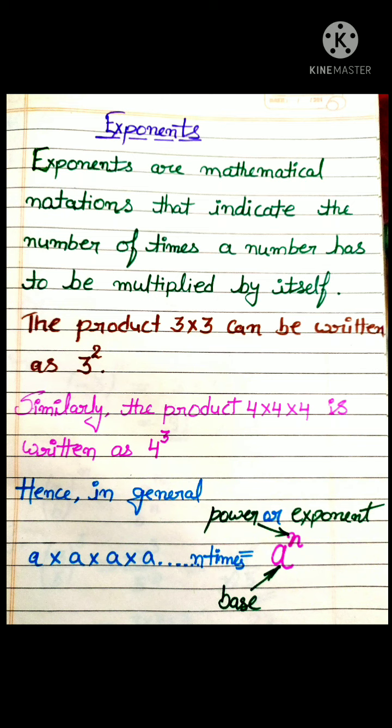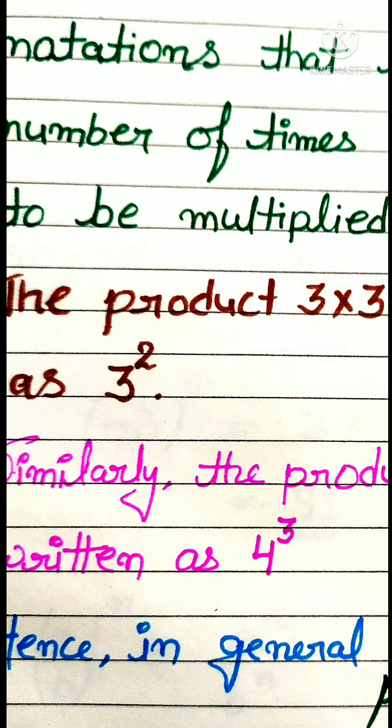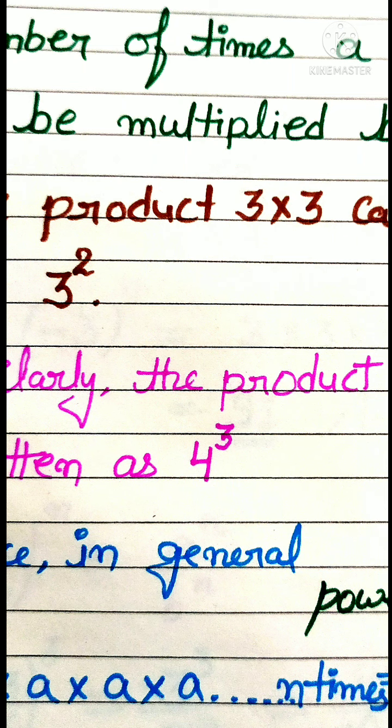Then in a to the power n, this a is called base and this n is power or exponent, or you may say index. Like as you are seeing in the first one, in 3 to the power 2, base is 3 and power, or you may say exponent or index, is 2. And the second one, 4 to the power 3, the power is 3 and base is 4.